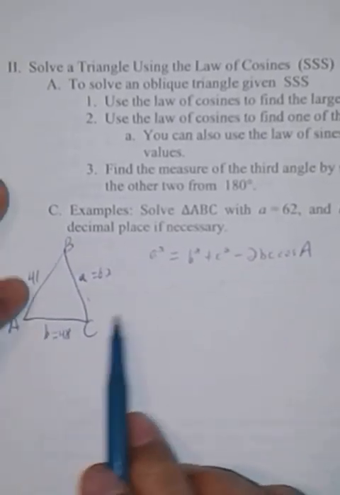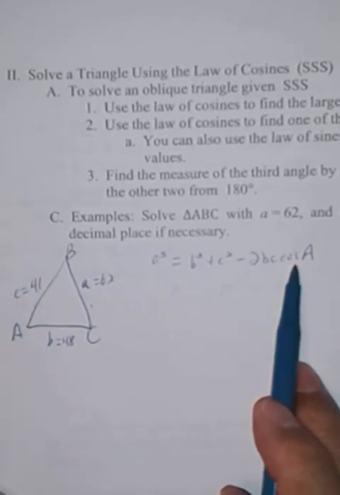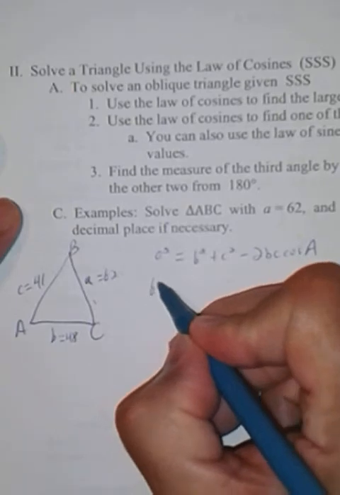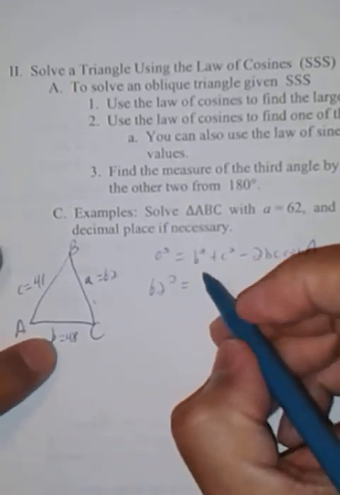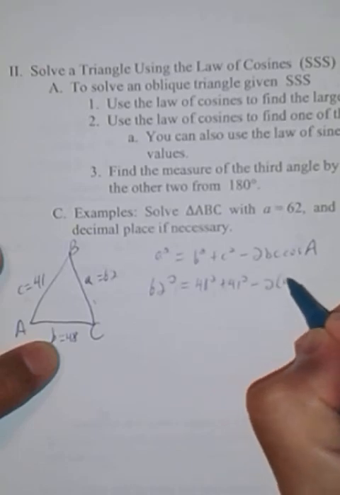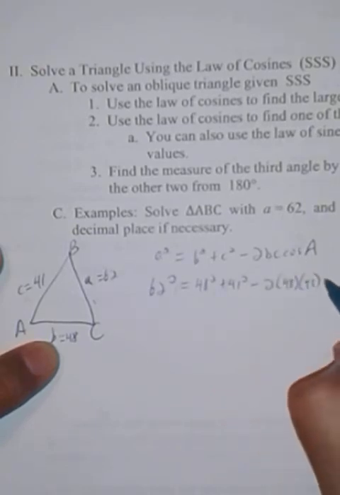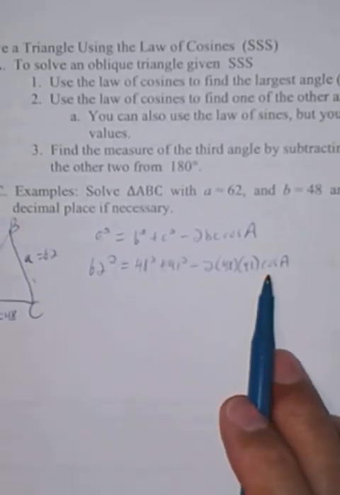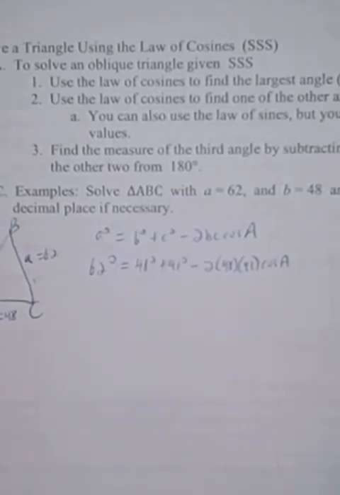And notice I don't know what A is, so I won't have cosine A, but I'll have all the other parts. So I'll have 62 squared equals 48 squared plus 41 squared minus 2 times 48 times 41 times cosine of A. And so because cosine A is all that's missing, then I'll be able to solve for it. And I'll use the cosine inverse to find A. All right, and we'll finish that in class.